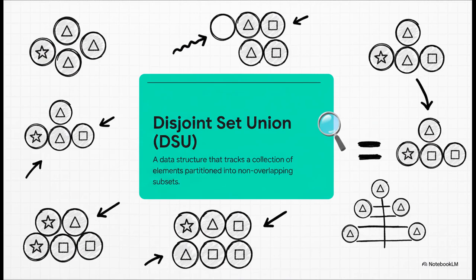So what is a disjoint set union? At its core, it's just a way to keep track of a bunch of items that are split into different groups, or sets. Now, the key word here is disjoint. It just means that no item can be in more than one group at a time. That's it. Its entire job is to know who belongs with who.